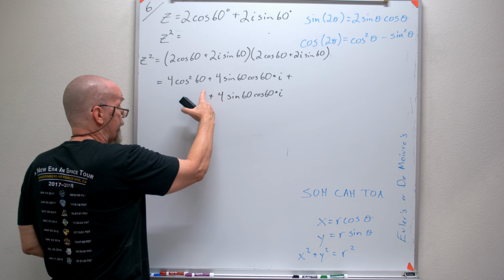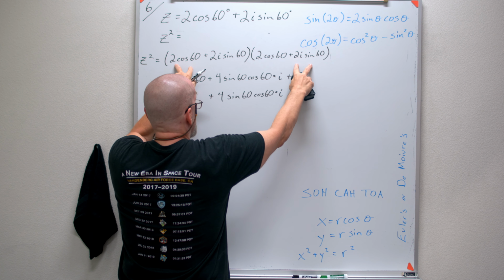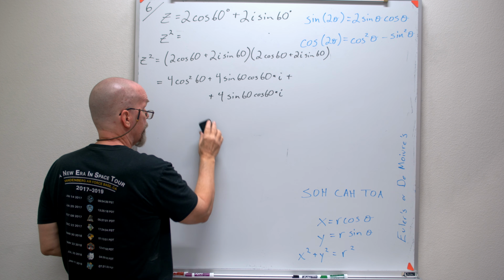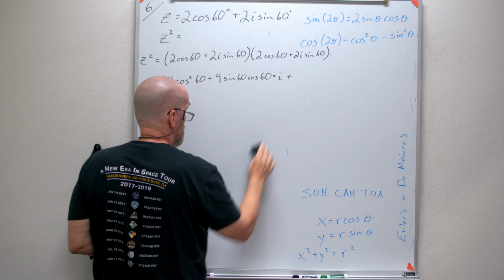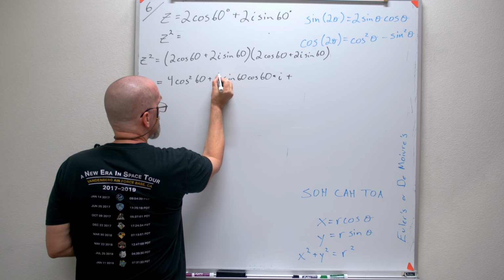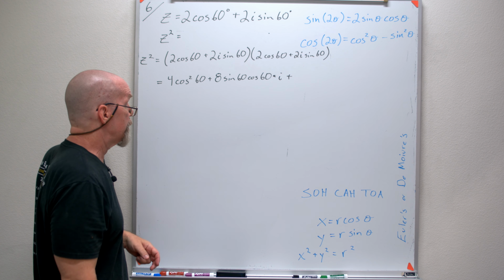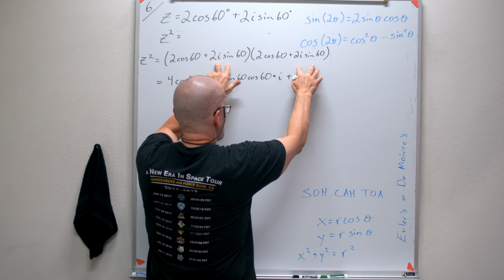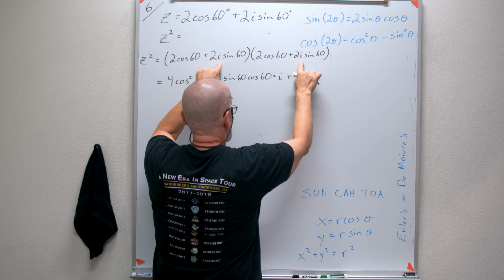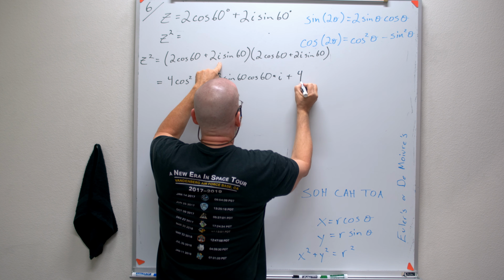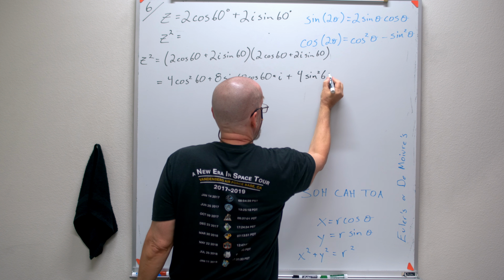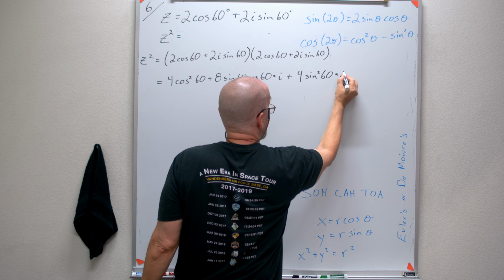So that becomes an 8 because outers give me 4 of them, inners give me 4 of them. That's the 2ab from a plus b squared that I just wrote down here. I'm just going to make that an 8. So we have that. Last times last, these two, positive times a positive, so plus 2 times 2 is 4, I times I is I squared. I'm going to write it on the end. Sine 60 times sine 60 is sine squared 60. Here's our times I squared.